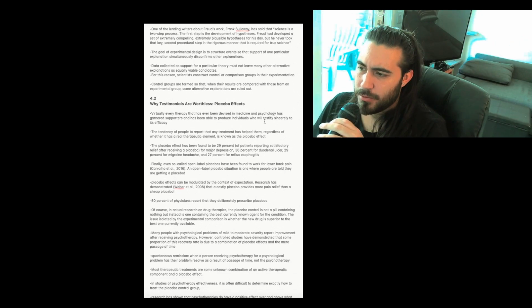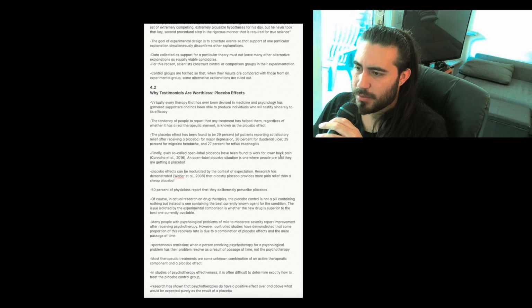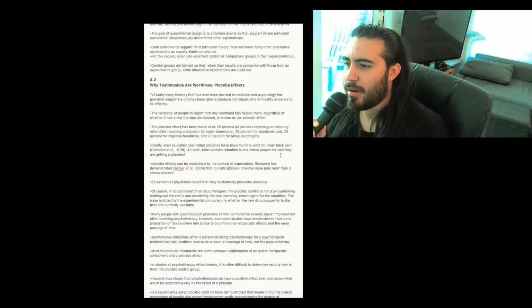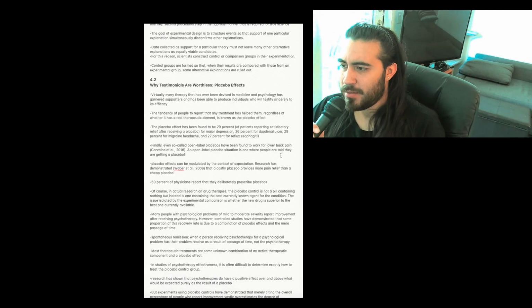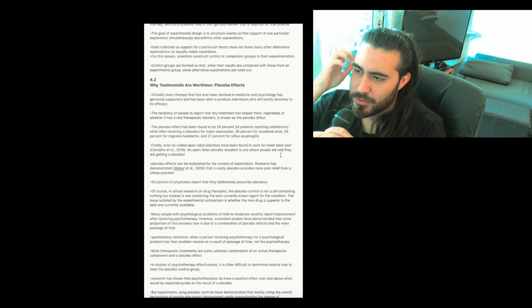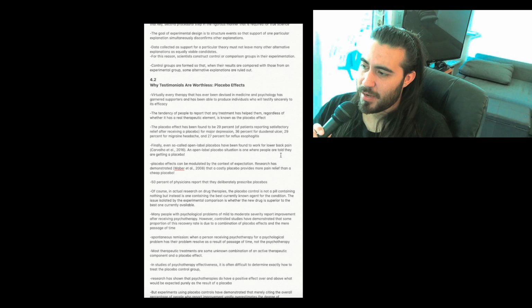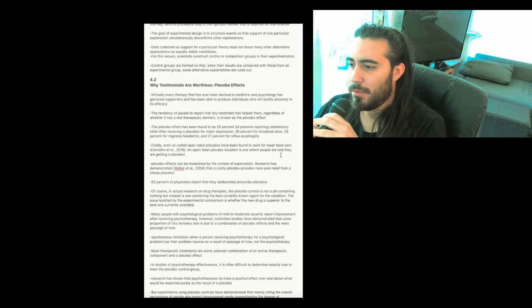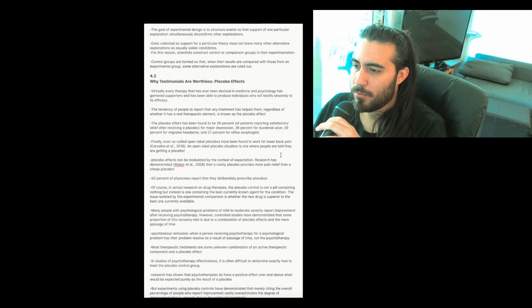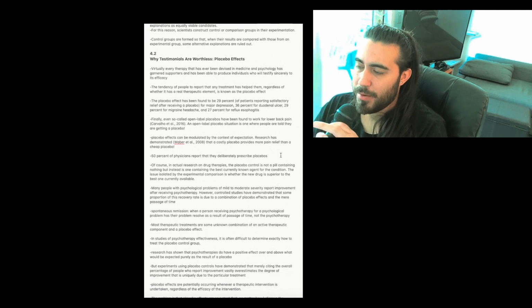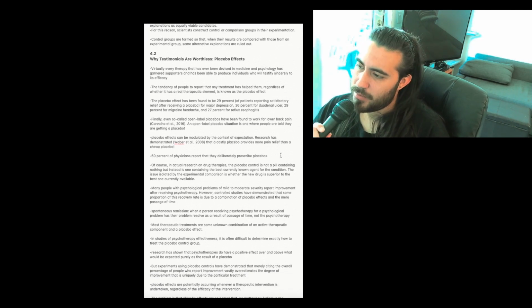Section 4.2. Why testimonials are worthless. Placebo effects. Virtually every therapy that has ever been devised in medicine and psychology has garnered supporters and has been able to produce individuals who will testify sincerely to its efficacy. The tendency of people to report that any treatment has helped them, regardless of whether it has a real therapeutic element, is known as the placebo effect.